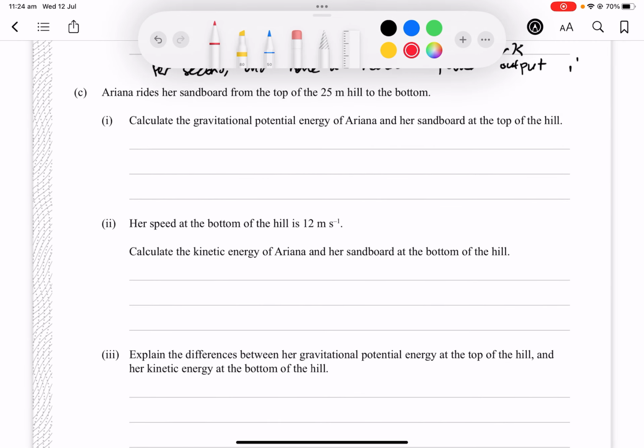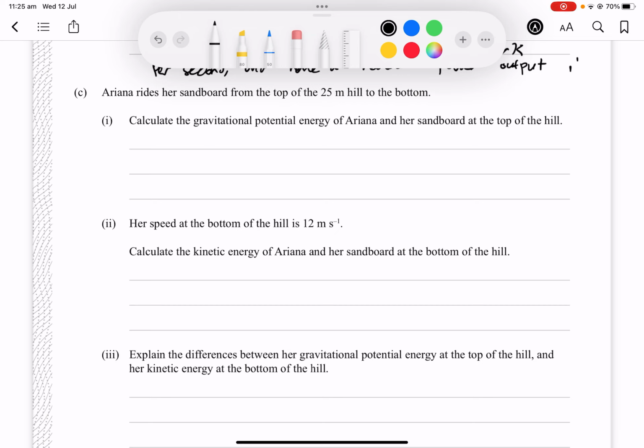All right, for part C, we know Ariana rides a sandboard from the top of the 25-meter hill to the bottom. Calculate the gravitational potential energy of Ariana and her sandboard at the top of the hill. In terms of the gravitational potential energy, we actually already calculated this, since the gravitational potential energy is going to be equal to the amount of work done that Ariana does in order to reach the top of the hill. So Ariana needs to do work against the gravitational field strength in order to reach a height of 25 meters, which is the top of the hill. And therefore, she is going to gain some amount of gravitational potential energy. The gravitational potential energy gained is going to be equal to that work done by Ariana and her sandboard.